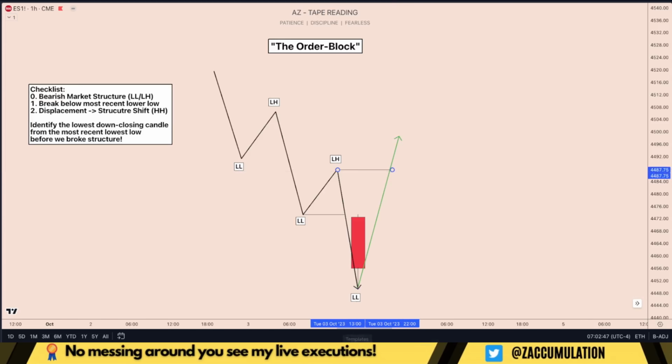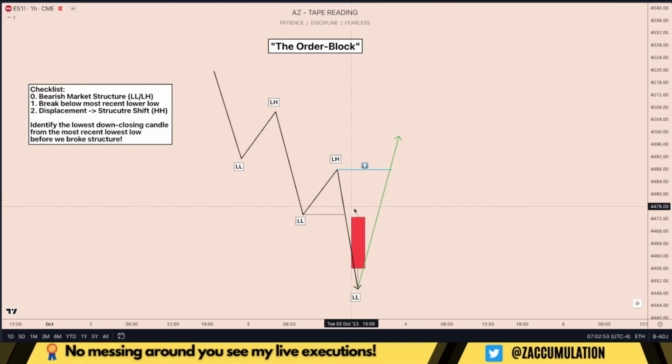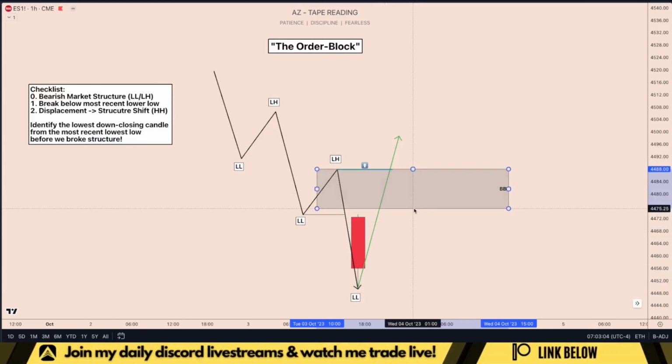If you have just watched the previous video about breaker blocks, after having shifted structure with the displacement and sweeping the most recent lower low, we could look for our breaker block. It could look something like this. We have a big up closing candle, maybe like this, and we continue to break through the lower low, and now we displace, we have our breaker block, and we have our bullish market structure shift.